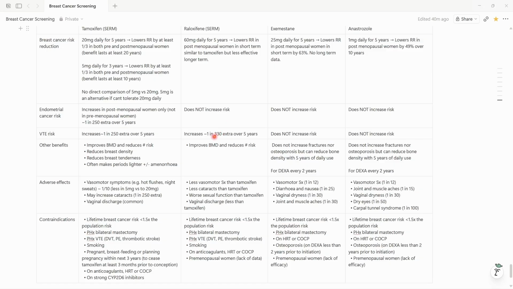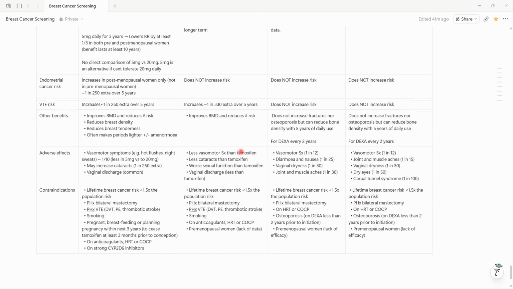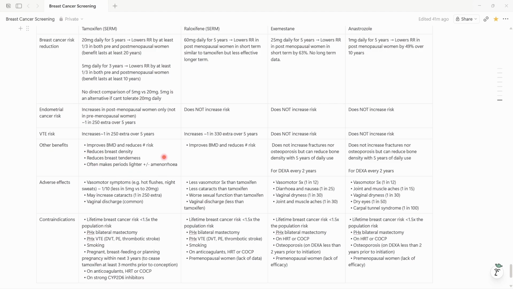It also has a lower risk of venous thromboembolic disease compared to tamoxifen, 1 in 330 extra cases compared to 1 in 250 cases with tamoxifen. And just like tamoxifen, raloxifene improves bone mineral density and reduces fracture risk, but doesn't have as much of the other benefits in terms of improving breast density, tenderness, or making periods lighter or amenorrheic. Raloxifene has fewer vasomotor symptoms and a lower cataract risk than tamoxifen, but worse sexual dysfunction symptoms. They can also have vaginal discharge, but again less so than tamoxifen.